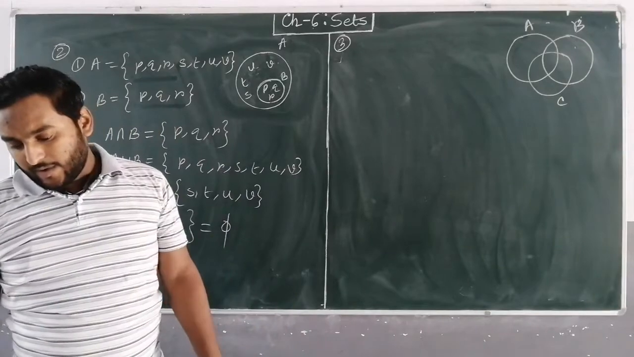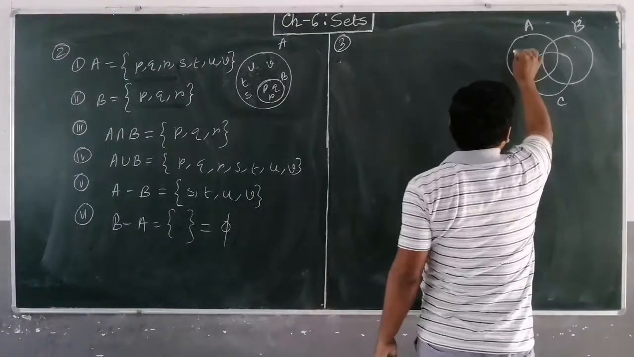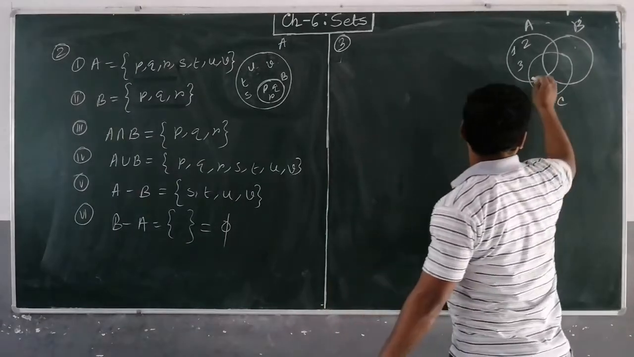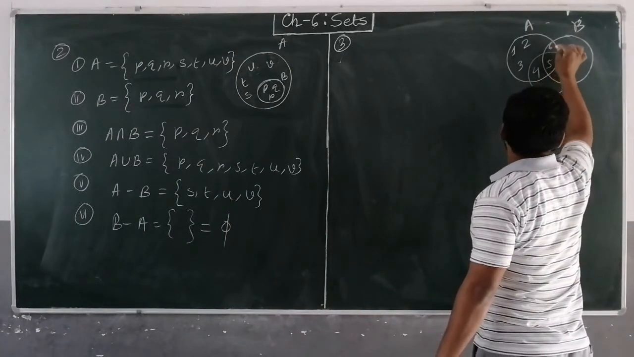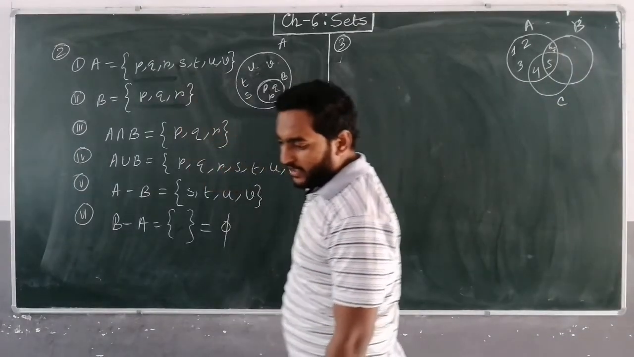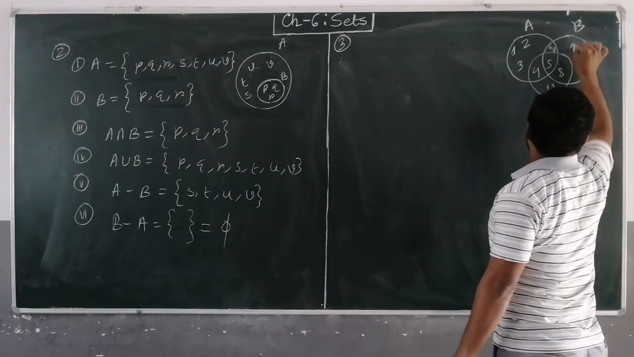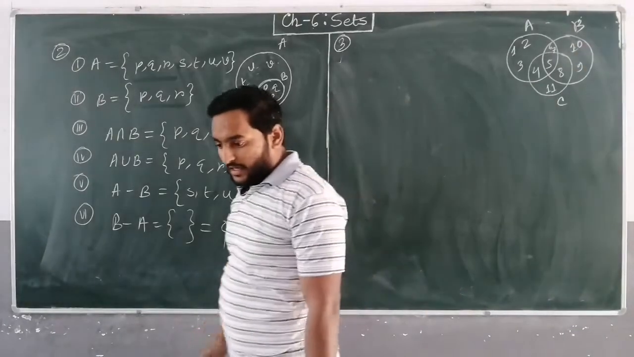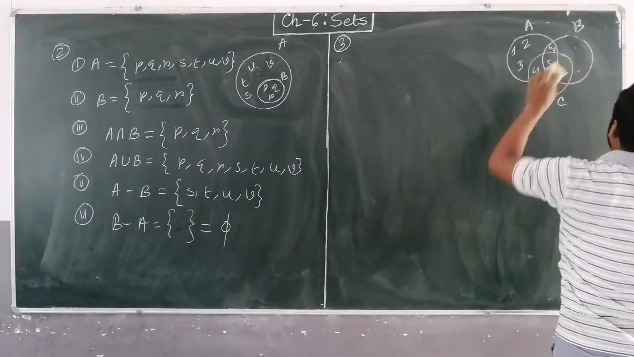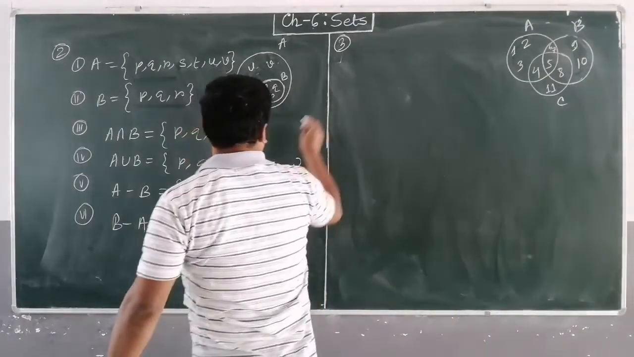So inside A, 1, 2, 3, 4, 5, 6, 7. Here 4, here 5, and here 6 and 7. Okay, and 11, 8, 9 and 10. Here it is 9, here it is 10. Okay, this is given. Now you have to write the set A.